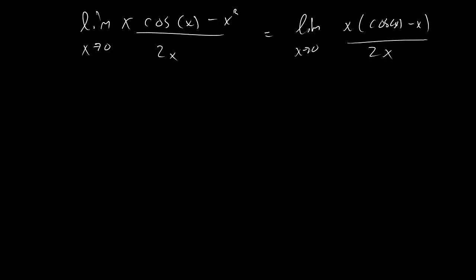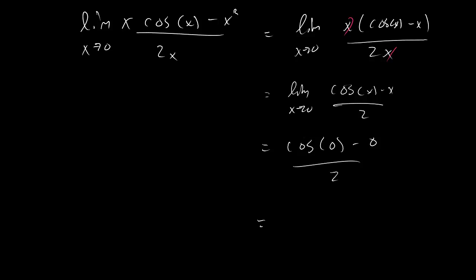Well, that doesn't really help me. I mean, I guess you could, because I could cancel out these x's and I'm just left with the limit as x approaches 0 of (cosine x minus x) all over 2. And I'm going to try plugging in. So cosine of 0 minus 0 all over 2, so I have 1/2.